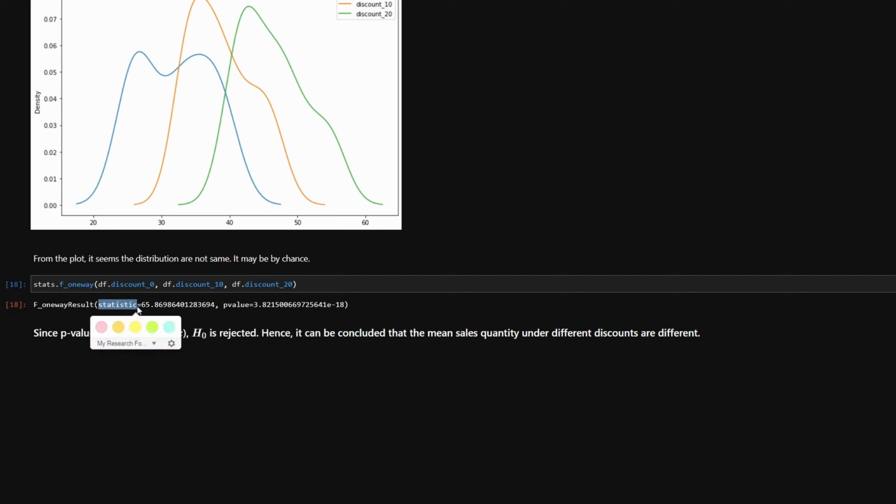So we have the ANOVA statistic that is 65.8 and the p-value that's pretty low, so it's close to 0. That means we have significant evidence, since the p-value is less than alpha. That means the null hypothesis would be rejected. Hence, it can be concluded that the mean sales quantity under different discounts are actually different.